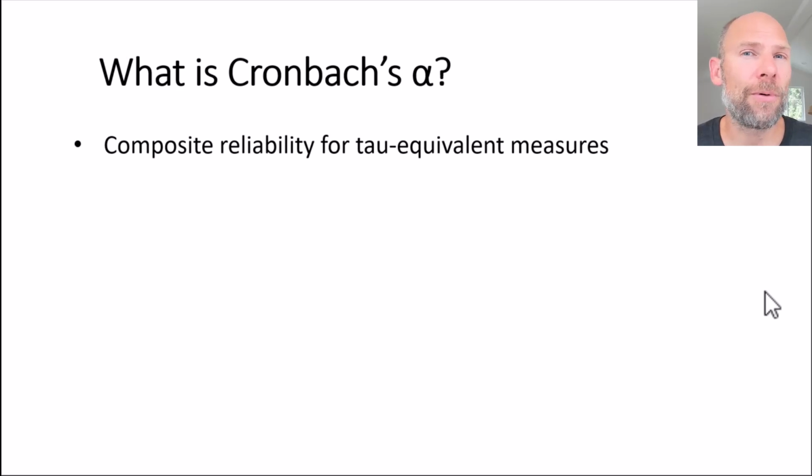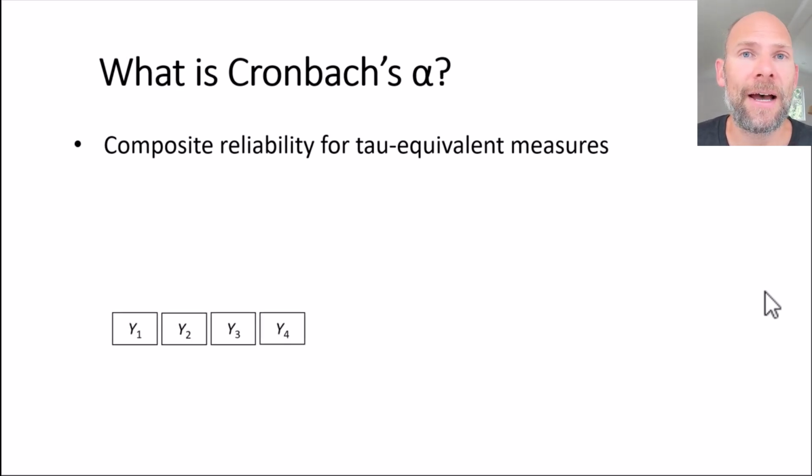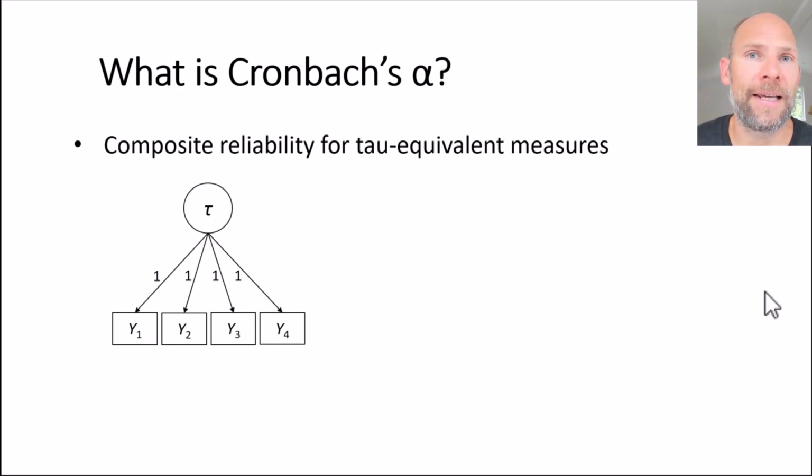The tau equivalent measurement model is one that is derived from classical test theory. And so in this measurement model, we have several different observed variables, for example, indicators, items, test score variables, and the idea is that they measure a common factor or common latent variable that is often referred to as a true score variable and therefore indicated as tau.